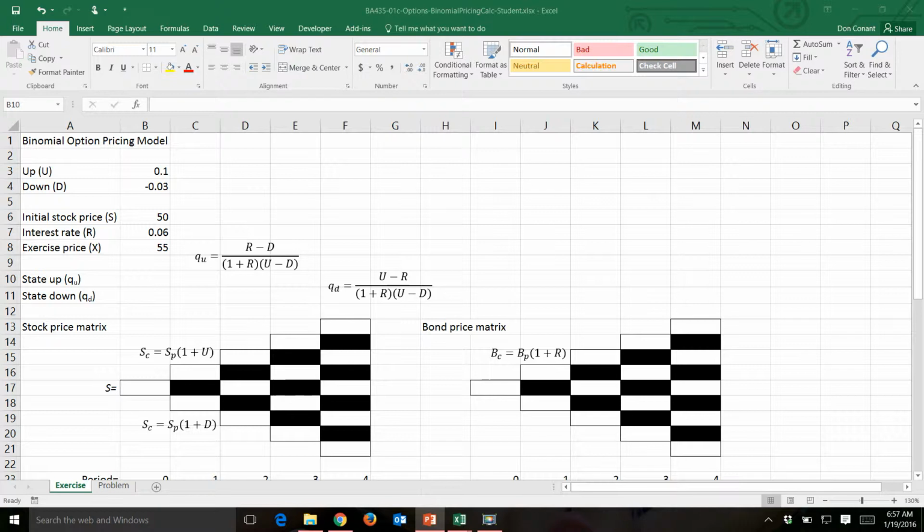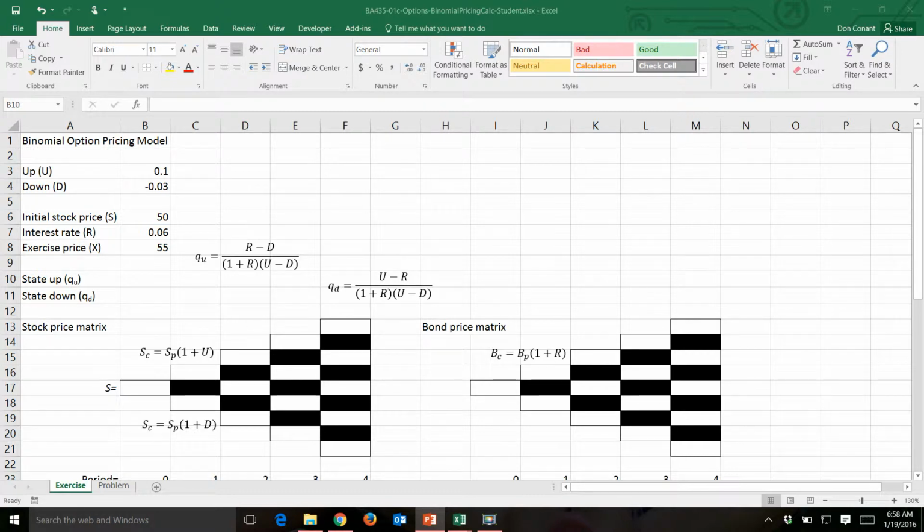replicate a portfolio. In order to do that, we're going to take a position in a stock at a given share price, and we've selected the initial stock price of $50. We're going to then take a position in a risk-free bond at a given risk-free rate, and we've decided to purchase a hypothetical bond at $1 at a risk-free rate of 6%.